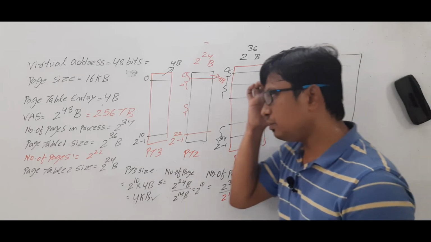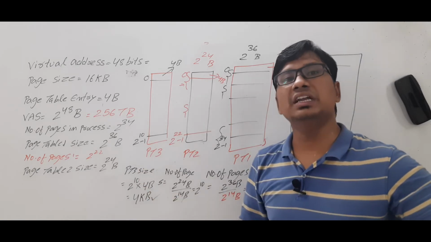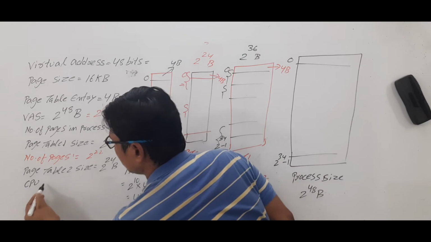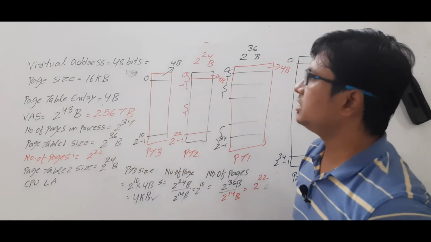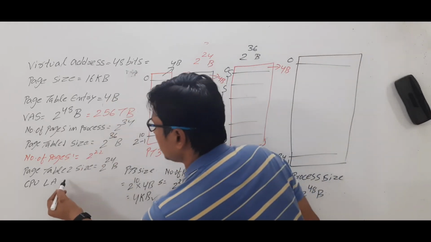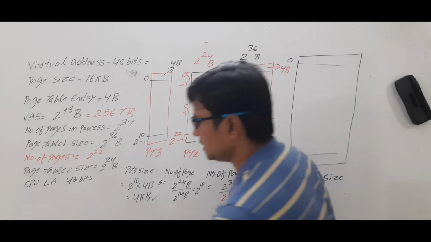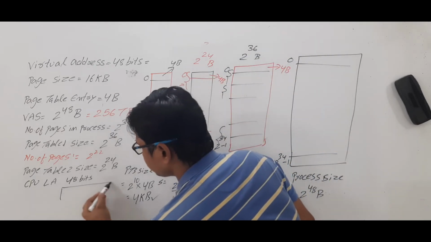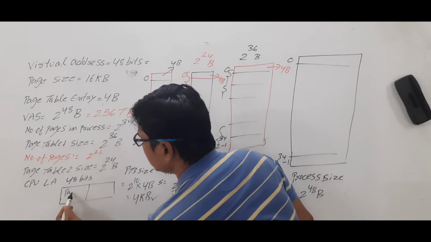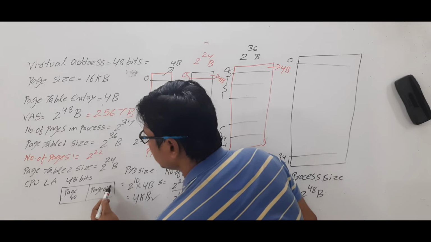Okay. Now what we need to do? We need to find the logical address split up. The CPU will generate the logical address, which depends on the logical address space. The logical address is already given as 48 bits. Now these 48 bits will be split up into page number and page offset. Are you able to understand?